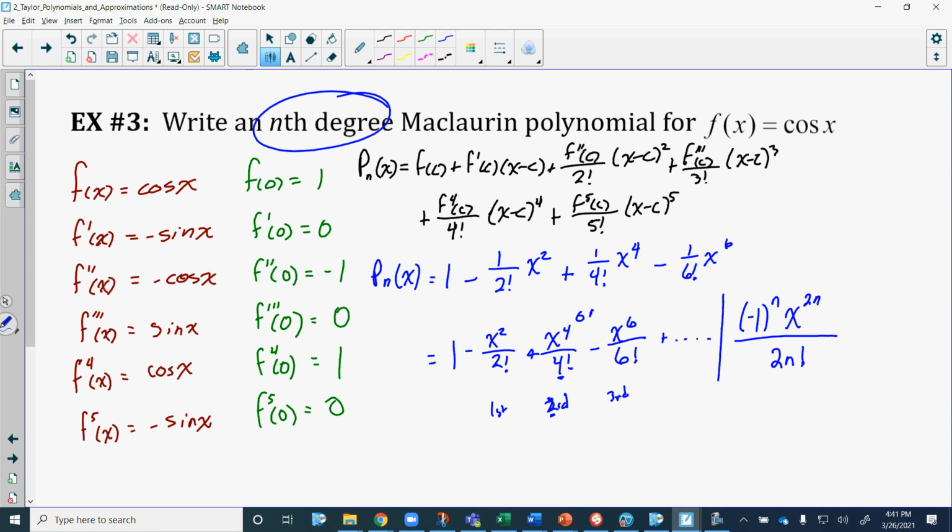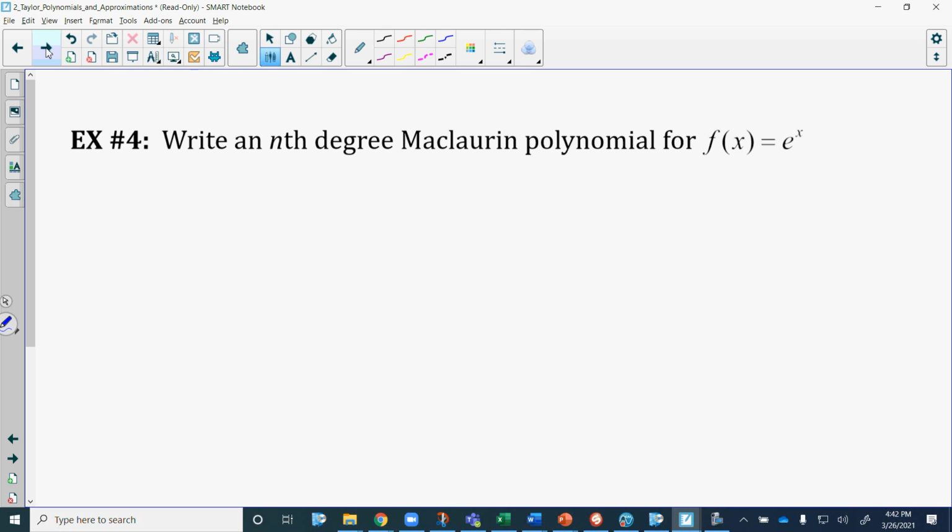And this is what we get for an nth degree Taylor polynomial expression to approximate cosine of x. And the last one that we're going to be looking at, if you notice, at the beginning of the lesson I told you that there were going to be three that we focused on: sine, cosine, and e to the x. Well, here's the e to the x one.